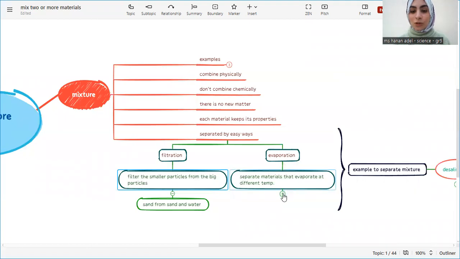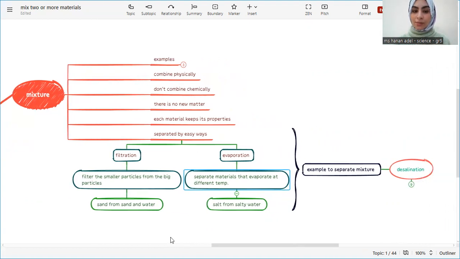And evaporation, we use it for materials that evaporate at different temperatures. Let's say the small thing dissolves in water, like salt or sugar in water. It disappears between the particles. So we can't use filtration, we have to use evaporation.